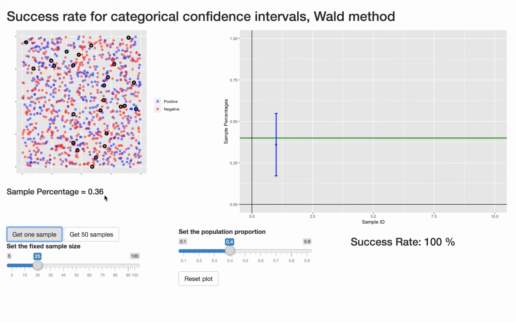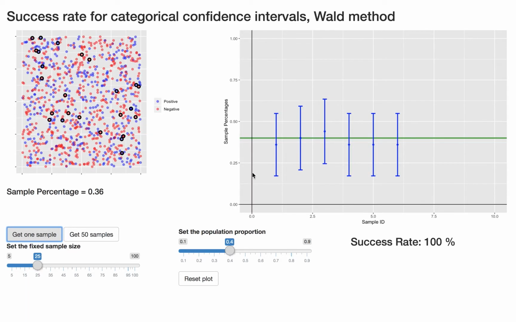So in this case, we've got 0.36 for the 25 dots that are highlighted here by circling them in black. You'll notice we have some blues, we have some reds, and in general, the percentage that are blue in the sample is 36%. Okay, we can get a couple of other samples here.